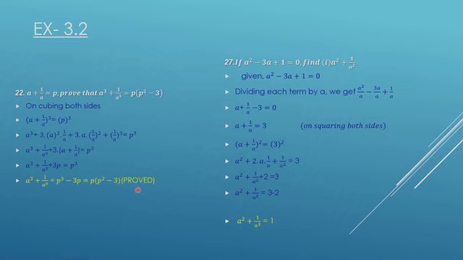Next question is: if a square minus 3a plus 1 is equal to 0, we need to find a square plus 1 by a square. Now we see that here one of them is a square, and we do not have any term in fraction. So what we can do is divide each term by a. We get a square by a minus 3a by a plus 1 by a. Here a gets cancelled, here a and one of the a's get cancelled, so we are left with a plus 1 by a minus 3 is equal to 0.